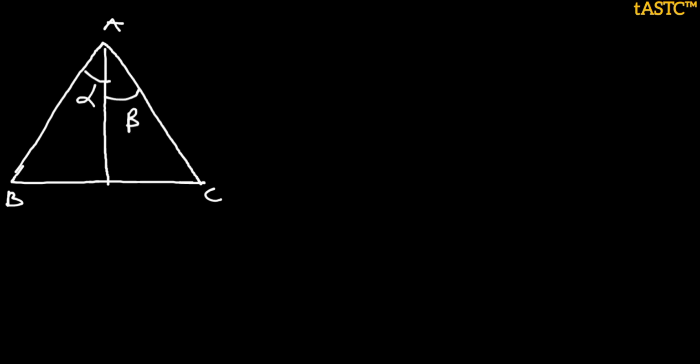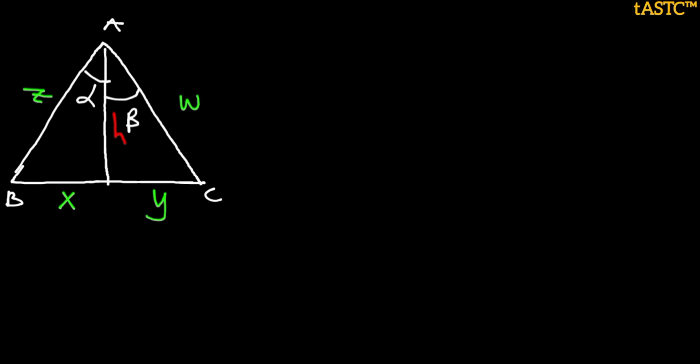And let us say this line is the height of the triangle. So BC, let us say this has been divided into x and y. Let's say this is the side z. Let's say this is the side w.